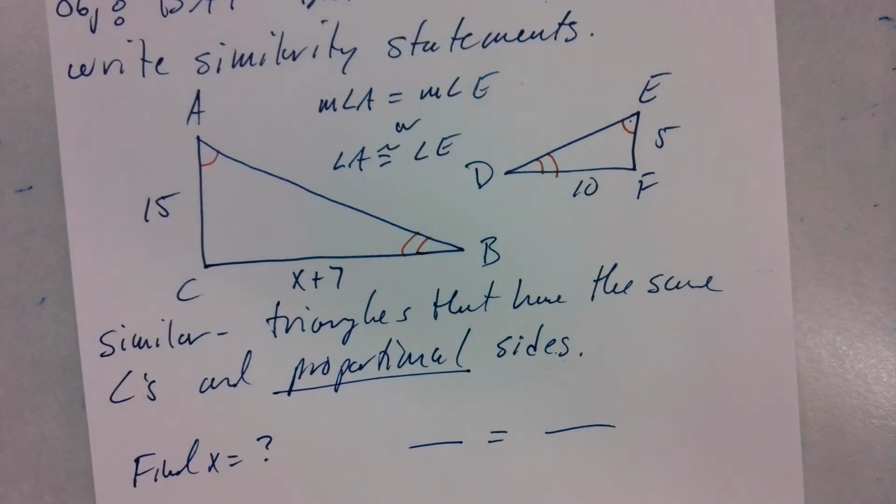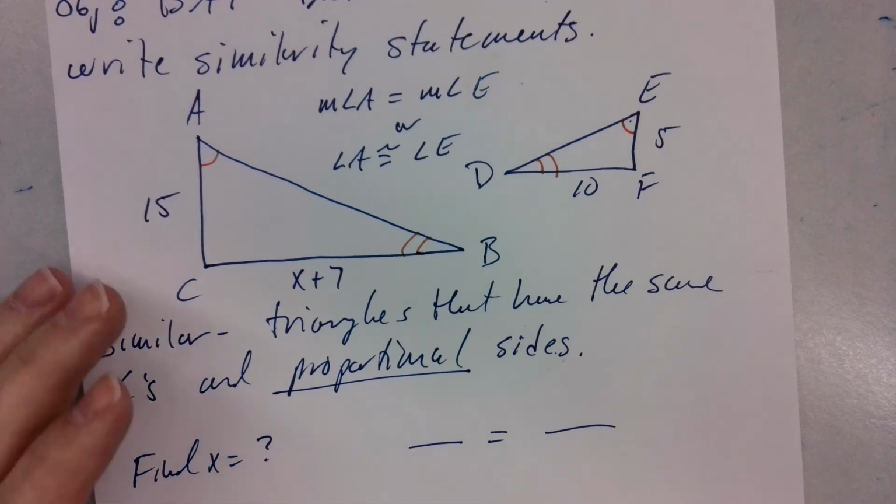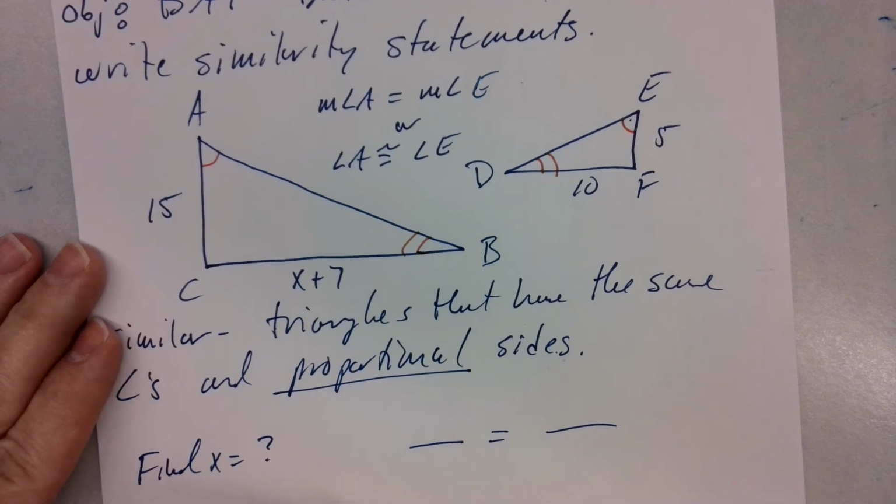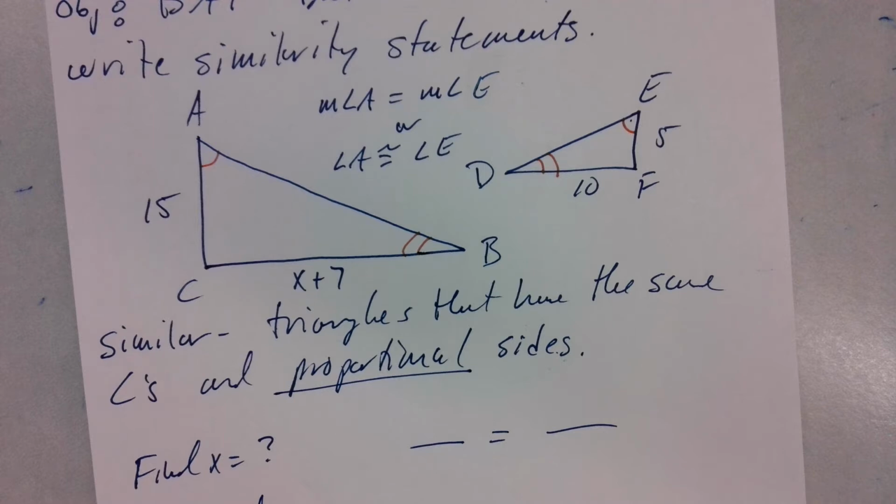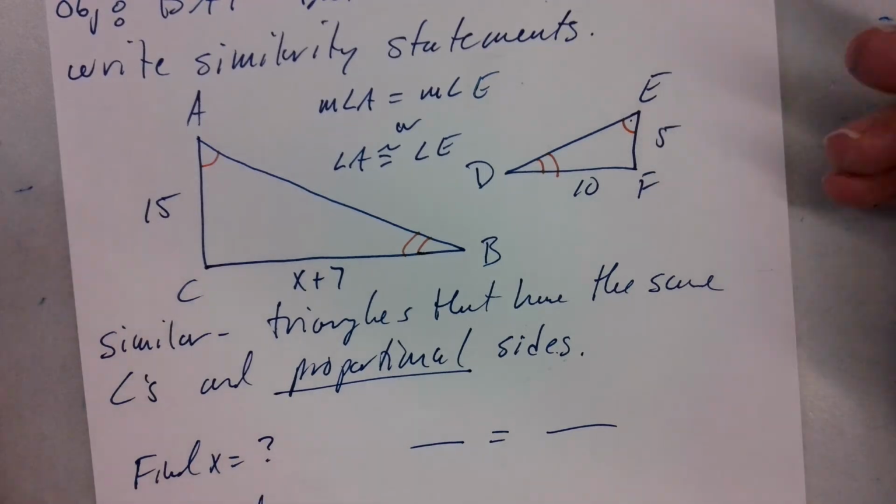Does anybody know what the word for that is? To be in the same place in a triangle? We used the word earlier today. No, it's correspond. Correspond means to be in the same place, right? So these two sides are in basically the same place in those triangles, right?